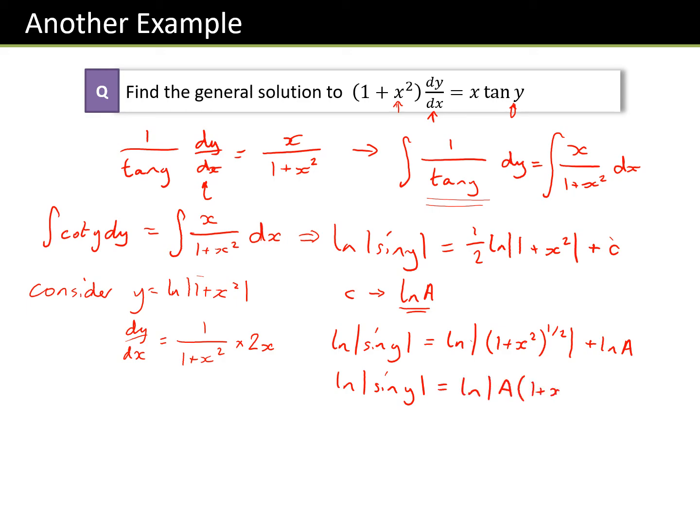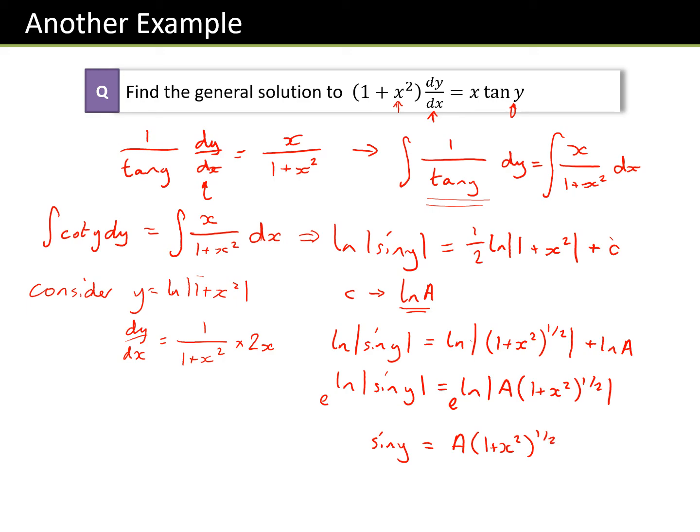Okay, using laws of logs. And now both sides are natural logs, so people usually describe it as cancelling out the logs. You're not doing that. That's not the right way to say it. You're raising both sides to the power of e. Now the e and the natural log cancel out, and you're left with sine of y equals a brackets 1 plus x squared to the power of a half.